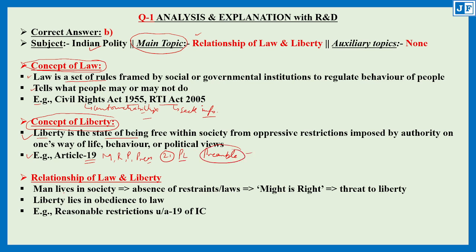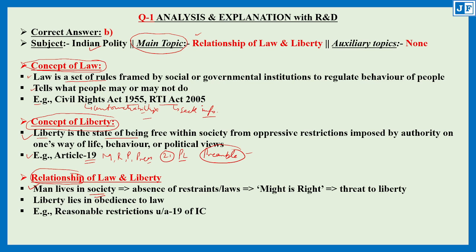Now coming to the relationship part. What is the relationship between these two? Liberty cannot be unlimited. It has to be restricted. For that, even in Article 19, you will see there are some reasonable restrictions. A man lives in society. In society, we have various types of ideologies, various kinds of people.